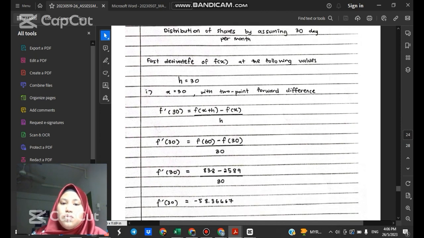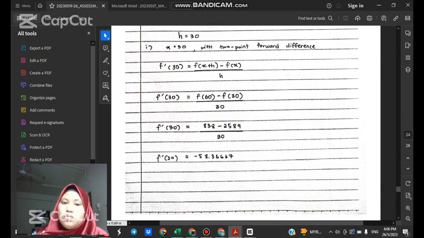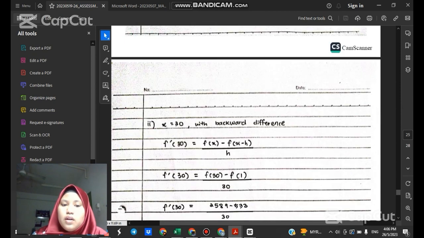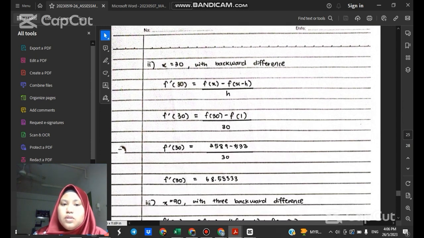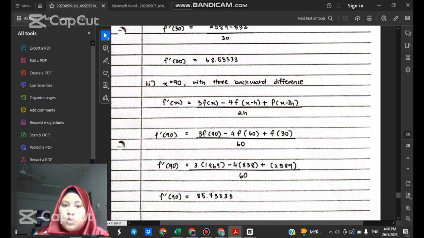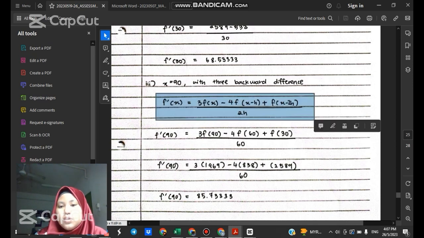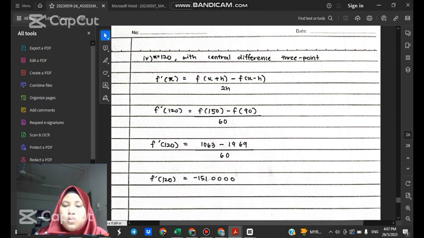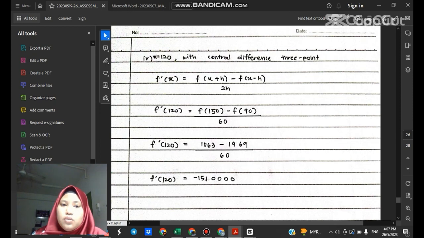For the first one, we use the 2-point forward difference method, so we use this equation to find the first derivative. After that, this one uses this equation because it is a backward difference and it is a 2-point rule. After that, for this value, it is a 3-point backward difference, so we use this equation to find the answer. After that, we will use the central difference method, which is usually only for 3 points. So we use this equation.